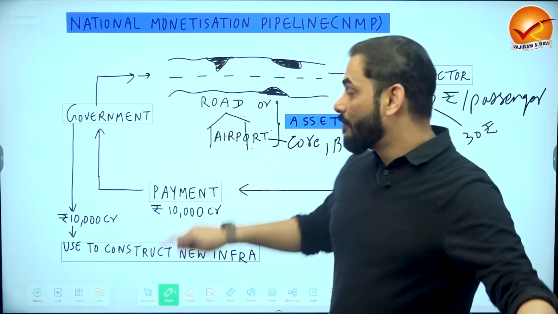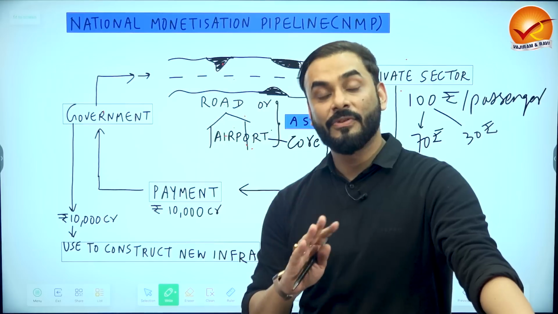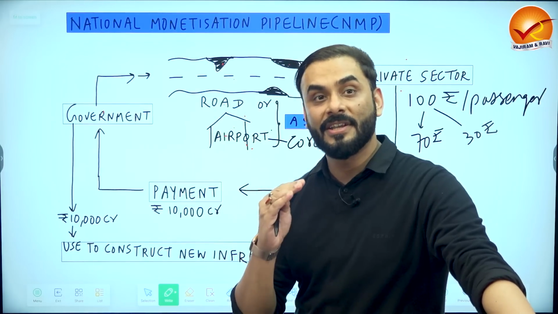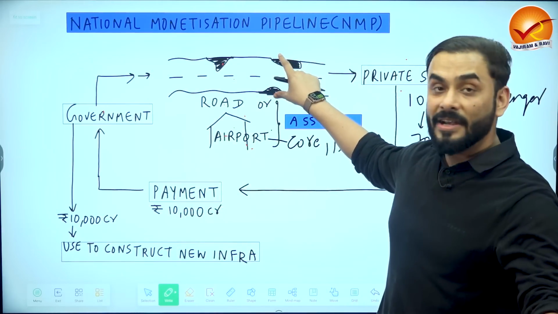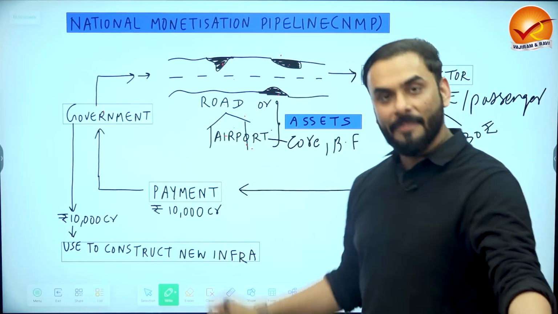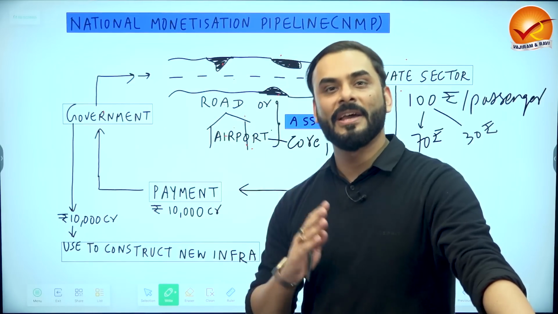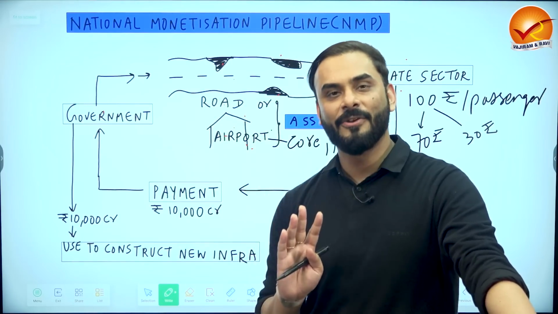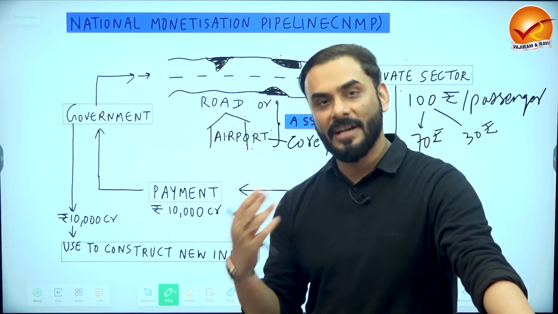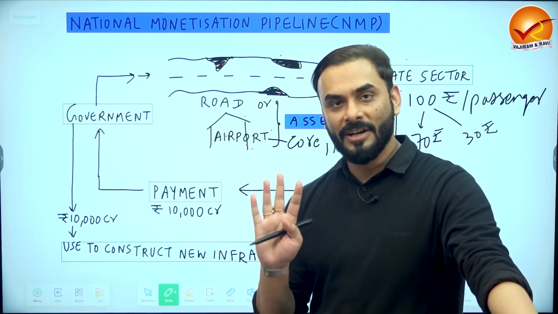But the moment government gives this airport or road to private sector for repair and maintenance for 30, 40 years, the private sector in return gives some money to the government. For example, suppose private sector gets a road like this, and it has happened in India that 3 roads were given to an Australian company for repair for 30 years. So the Australian company has 3 roads in India which they are repairing, maintaining, and keeping in good condition.